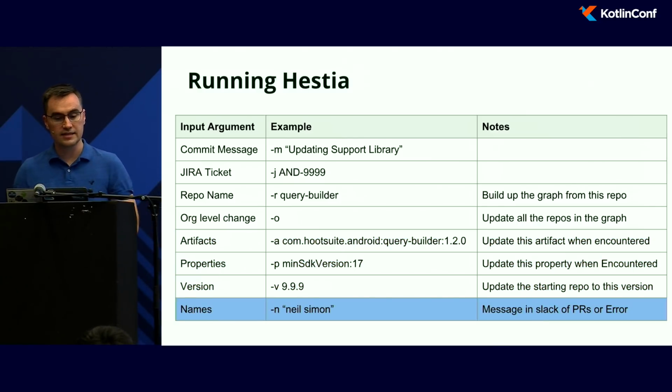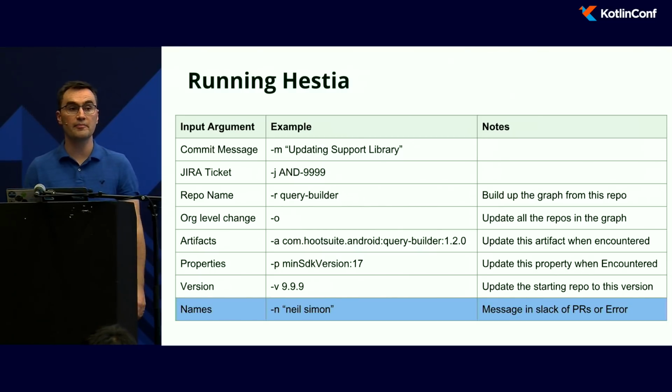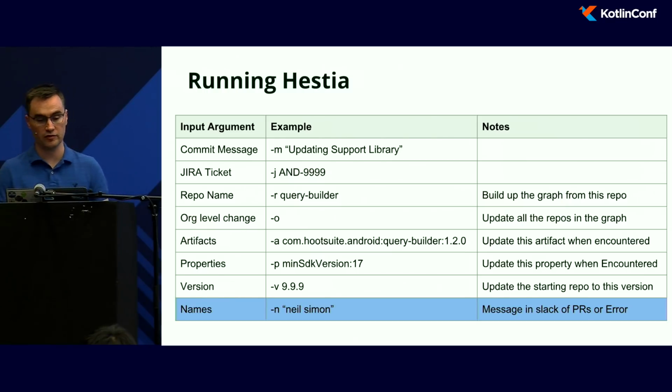And finally, Hestia messages the changes in Slack as I showed above, so the developer can pass the names of the people they want to look at the pull requests here.